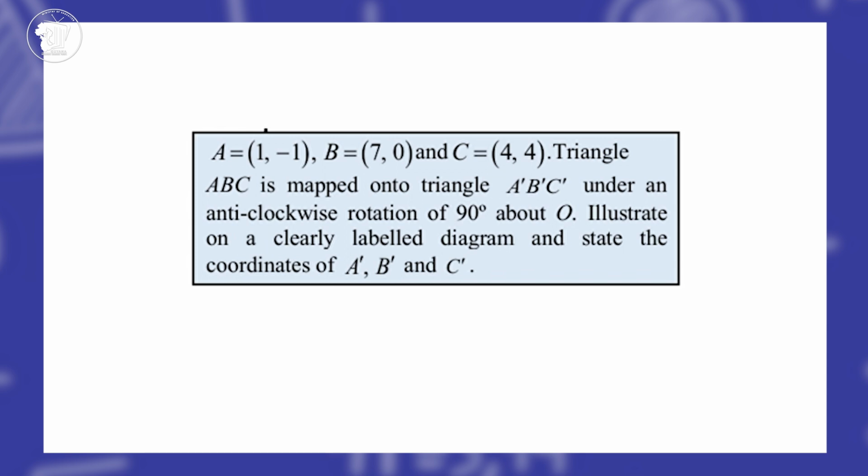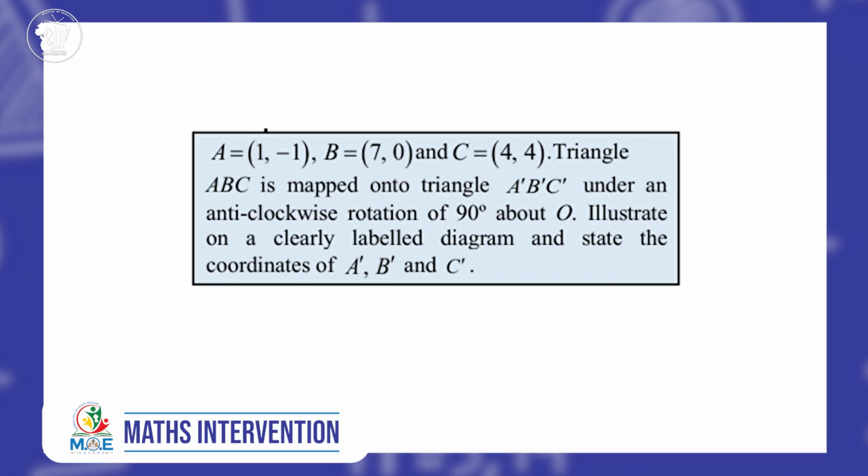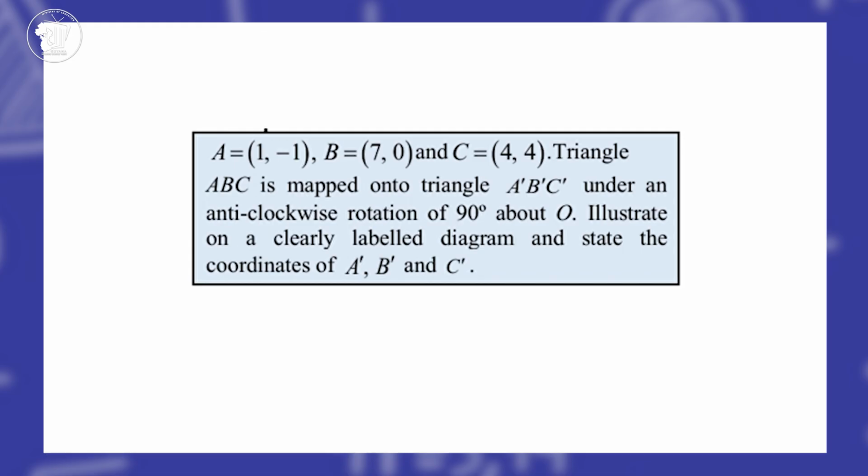So it says A (1, -1), B (7, 0), and C (4, 4). Triangle ABC is mapped onto triangle A prime, B prime, and C prime under an anti-clockwise rotation of 90 degrees. It's anti-clockwise now. About O, so about the origin O. Illustrate on a clearly labeled diagram and state the coordinates of A prime, B prime, and C prime. So we want to perform a rotation of this triangle ABC.